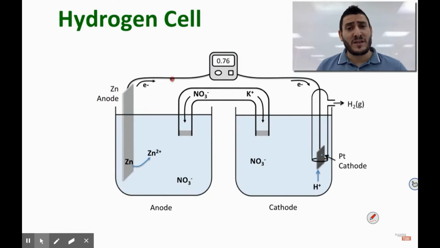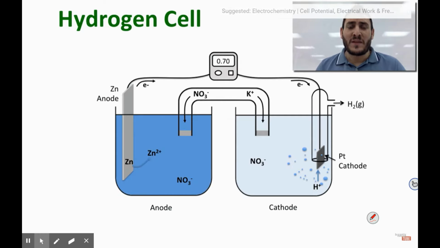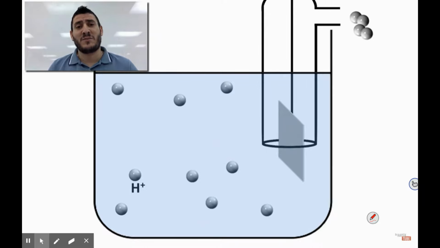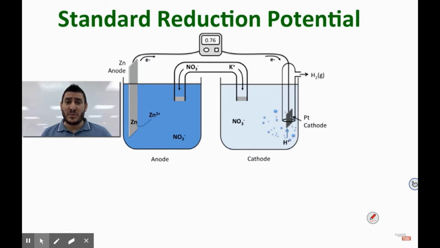Consider the following galvanic cell where zinc is at the anode and hydrogen is at the cathode. Zinc is getting oxidized and therefore is losing electrons, and the electrons are being transferred to the hydrogen at the cathode, and hydrogen is getting reduced. As the two hydrogen ions will take two electrons to form hydrogen gas, which will escape the solution. The voltmeter is indicating a cell potential of 0.76.